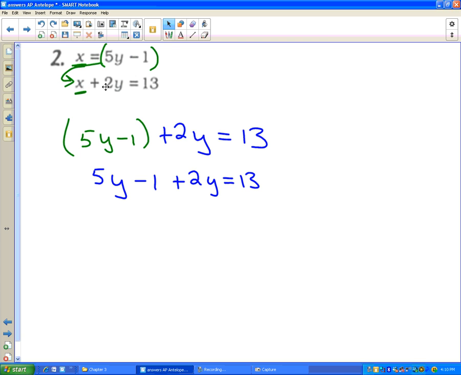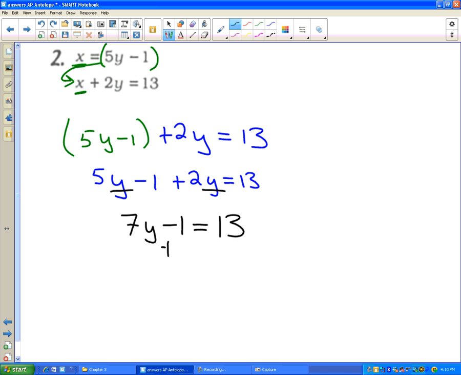I have one equation with one variable. My one and only variable now is y. So 5y plus 2y, this is 7y minus 1 is equal to 13. Add 1 to both sides of the equation. 7y is equal to 14. Divide both sides by 7. We get y is equal to 2.